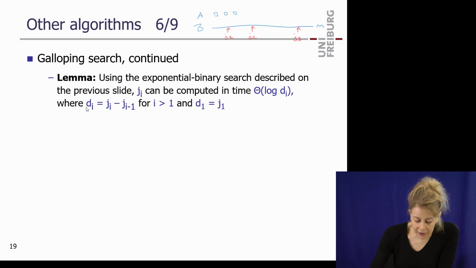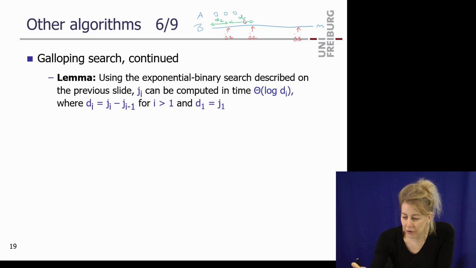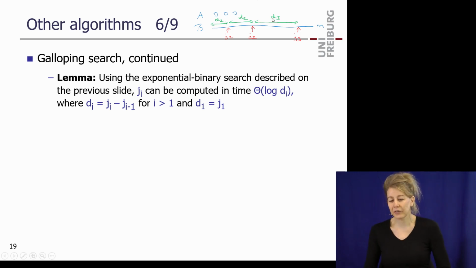And we're defining these DIs. This is just the gap to where the first element is located. This is the gap from the first to the second, D2. And this is the gap from the second to the third. So these are crucial numbers for the following analysis.